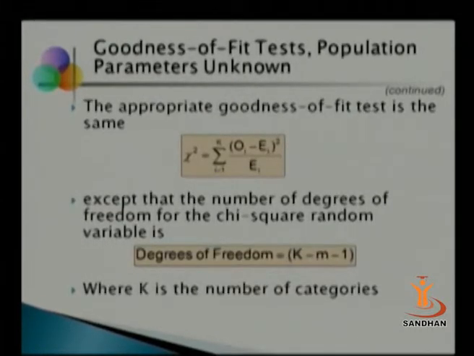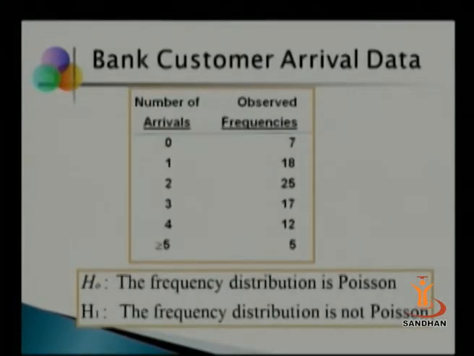Now in this case also, the test statistic is the same, summation (OI minus EI) squared upon EI, except that the number of degrees of freedom for the chi-squared random variable is not k minus 1, but it is k minus m minus 1, where k is the number of categories and m is the number of parameters to be estimated for the distribution. So let us take another example.